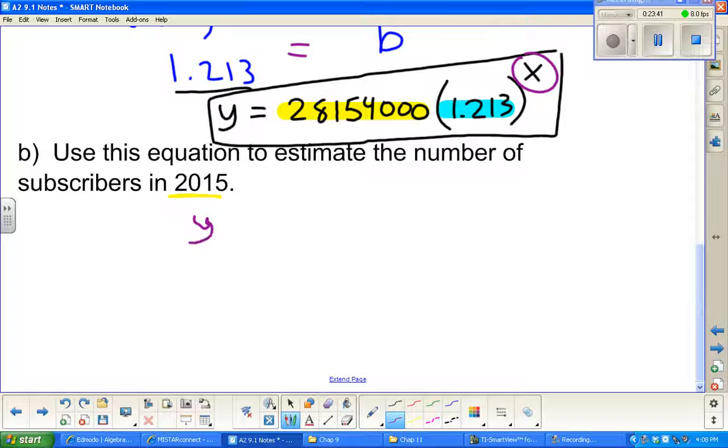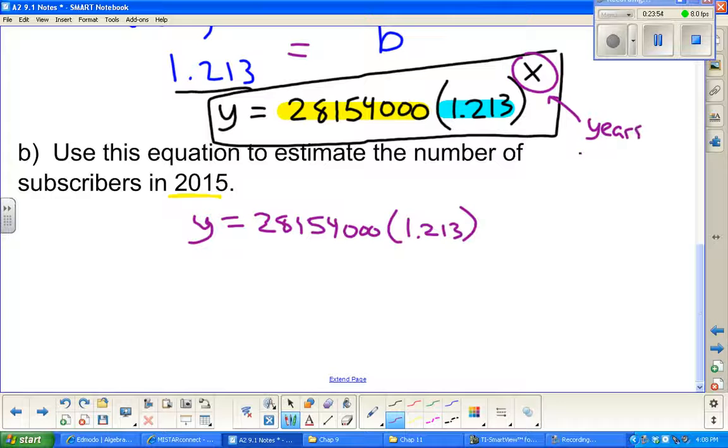I know the equation is y equals 28154,000 times 1.213 to some power. And remember, the exponent is the years since 1995. It's kind of asking how many opportunities it had to grow. We know it's growing by this amount each year. So since 1995 to 2015, that's 20 years to grow.